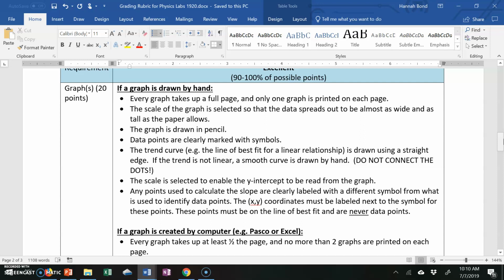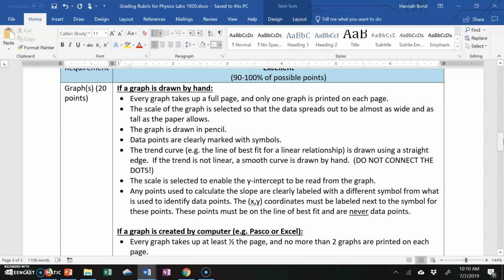It's very important that these graphs take up an entire page of graph paper. The scale needs to be selected so that the data spreads out to be nearly as wide and as tall as the paper allows. Certainly draw these graphs in pencil. It's very likely you'll need to erase.